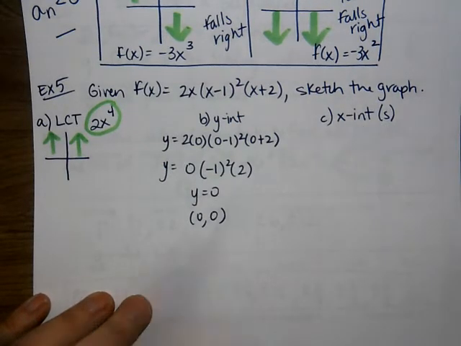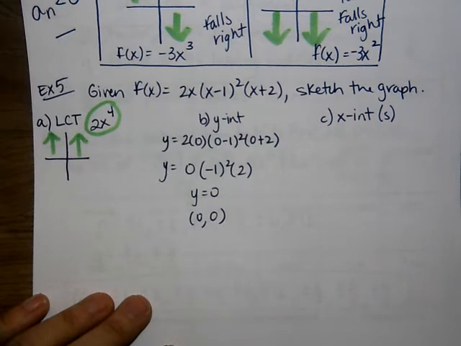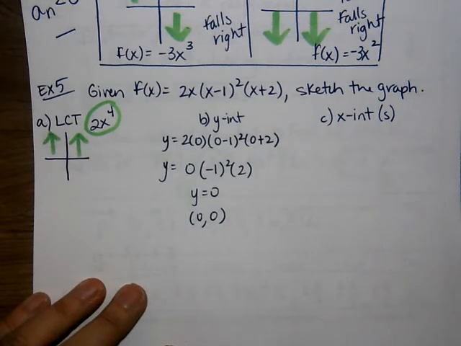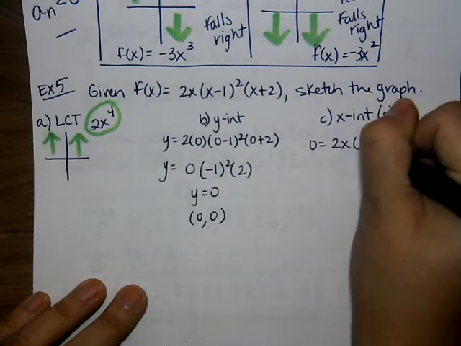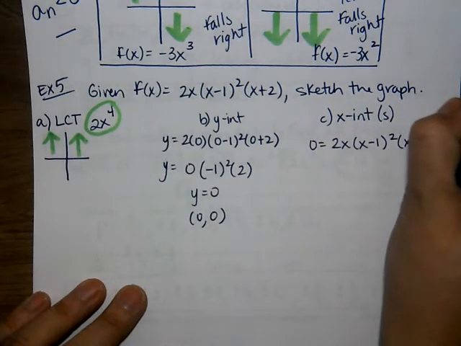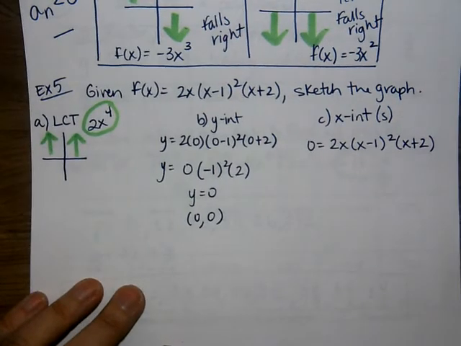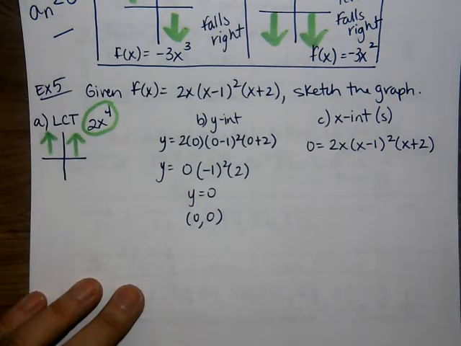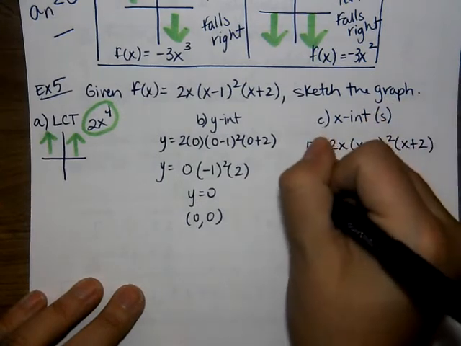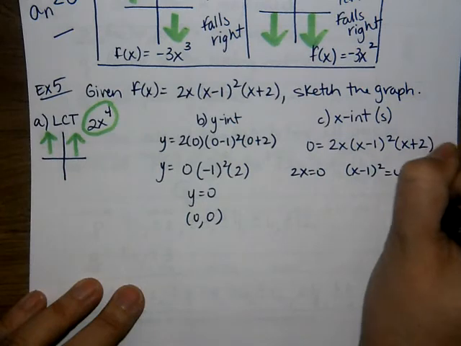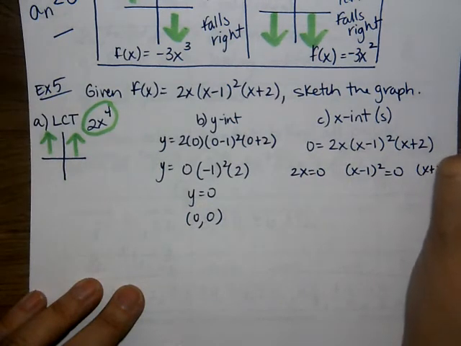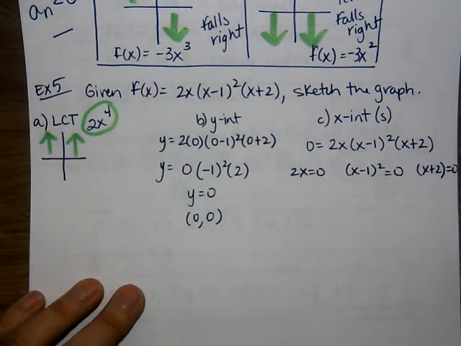Okay, next thing, I think about my x-intercepts. In order to find the x-intercepts, I would have to factor. But this is already factored for me, so the hard part's already been done. So I set this equal to 0, and I think about what I would do next after I factored, which is to use the zero product property. So I'm going to take 2x and set it equal to 0. I'm going to take x minus 1 squared and set it equal to 0. I'm going to take x plus 2 and set it equal to 0.